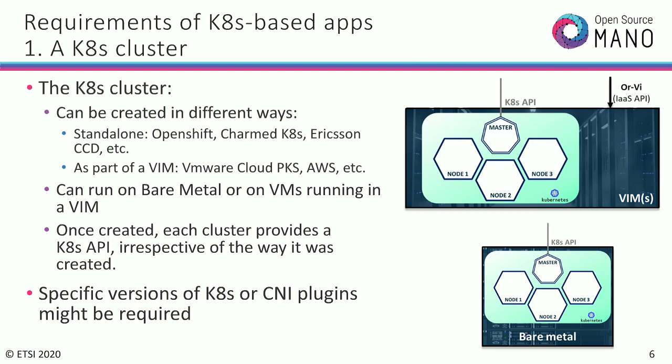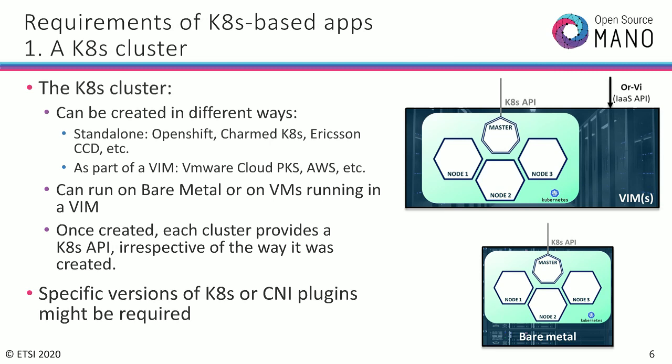Let me introduce, for those that are not fully aware of what a K8s application is, that a K8s application mainly requires two things, and that's what we need to provide from OSM somehow. One is a K8s cluster. A K8s application requires a set of nodes that are a K8s cluster, and the K8s cluster is mainly a set of nodes with typically one or several master nodes that are offering an API, and other nodes that are the ones actually running the workloads.